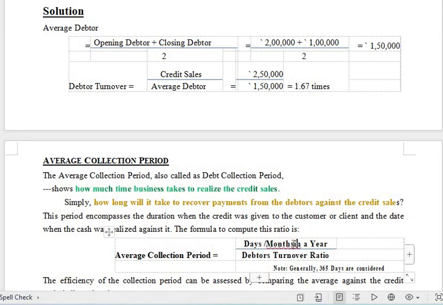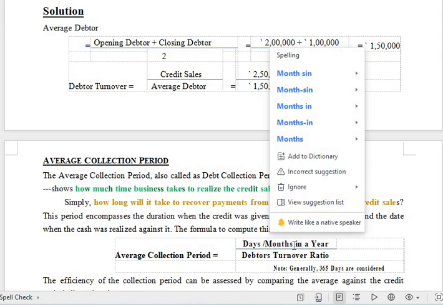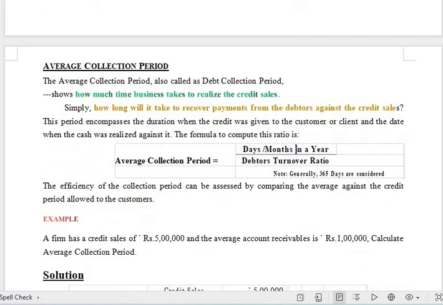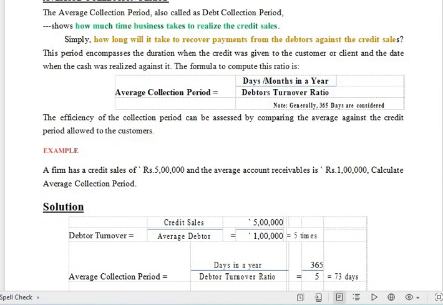So the debt collection period you can calculate using either days or months, whichever is convenient for you. Suppose you are using days, meaning 365 days or 360 days. If it's a leap year you have to use 366 days, divided by the debtor turnover ratio, and find the average collection period. See this example: a firm has credit sales of 5 lakh and average accounts receivable is 1 lakh. Calculate the average collection period.